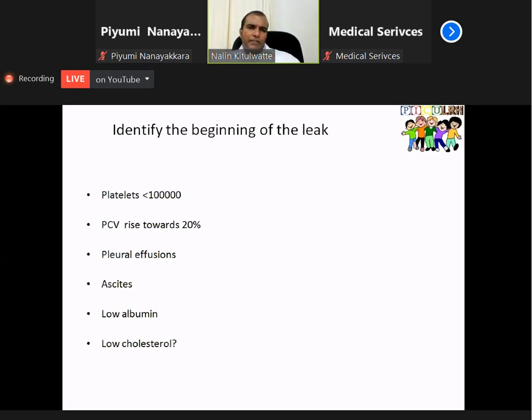This is how we identify. If your platelets are less than 100,000, if your PCV is rising towards 20%, if you have pleural effusions, ascites, low albumin, low cholesterol, if you have these 6 things, that means the child is in the critical phase. In other words, the child has developed leaking. These are the features of fluid leaking.